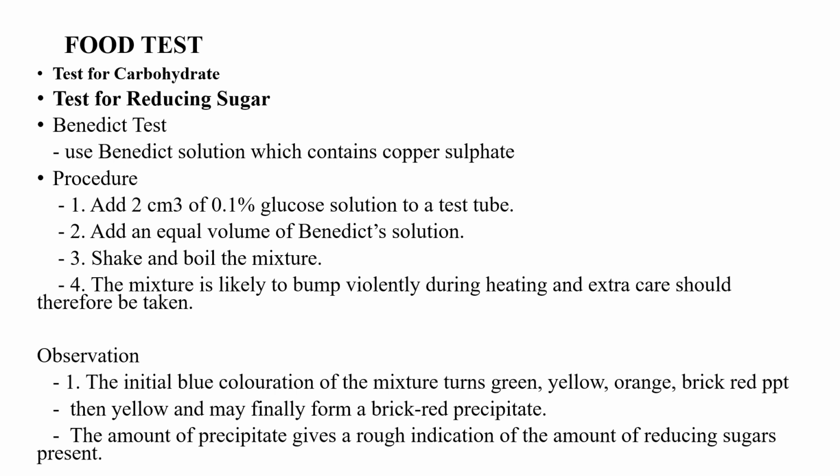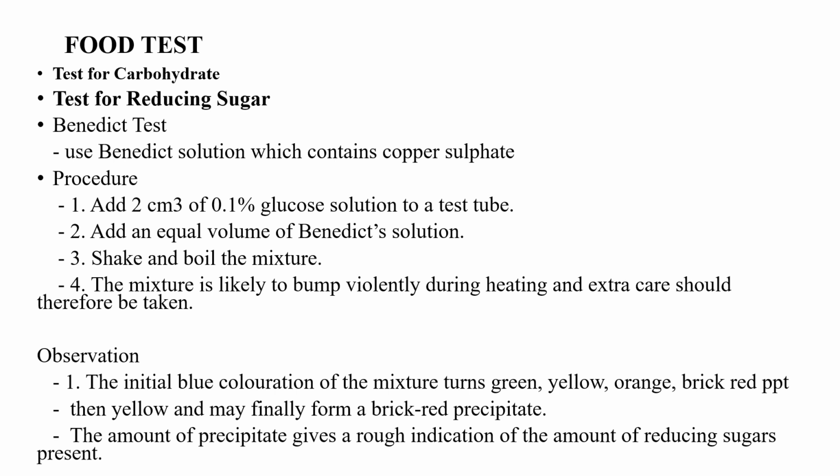So on test for carbohydrates, the first aspect we're going to look at is test for reducing sugar. That is, how do we test for the presence of reducing sugar in a food item? The first one we're going to carry out is described as a Benedict test. Benedict test, that is when we're going to use a Benedict solution. Benedict solution contains mainly copper sulfate.